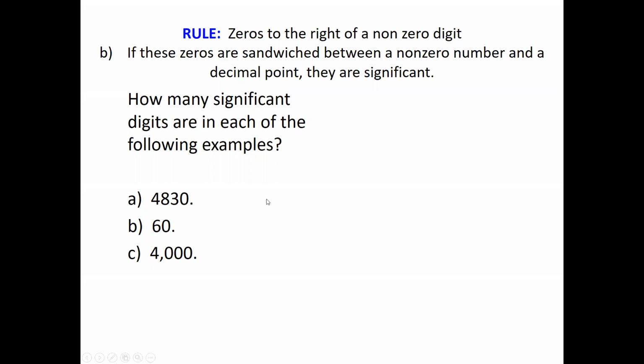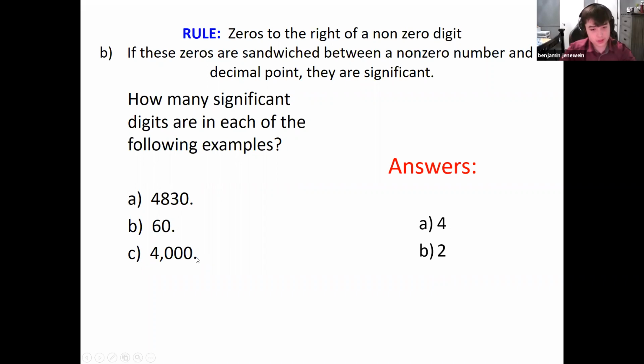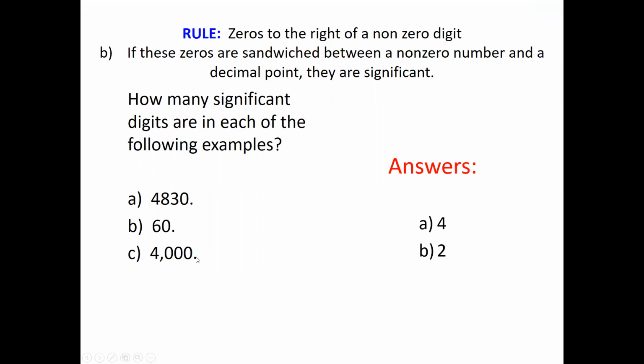So A now has 4 significant figures. B has 2. How many would C have? 4. Anybody? 4, yes. Putting that decimal right there makes these become significant.